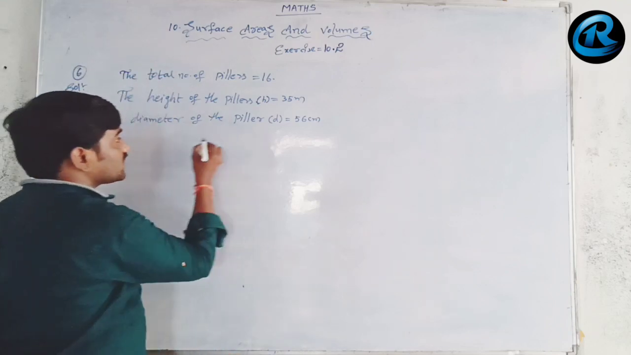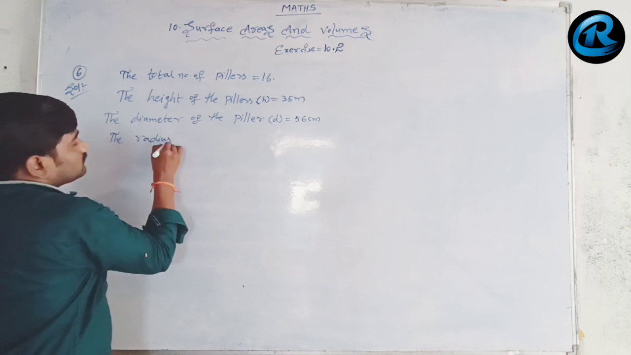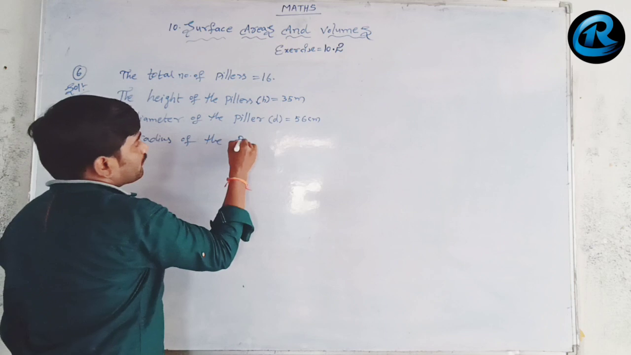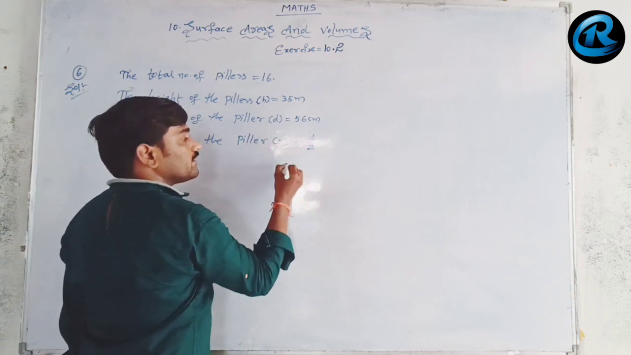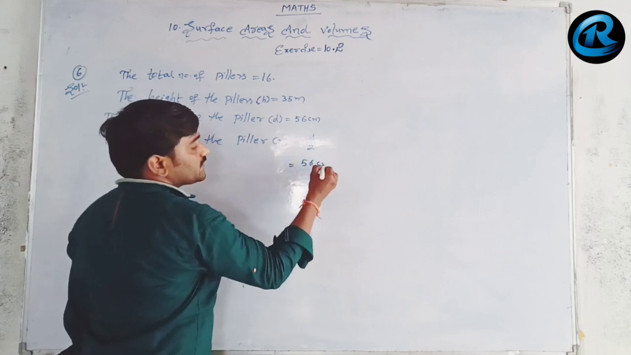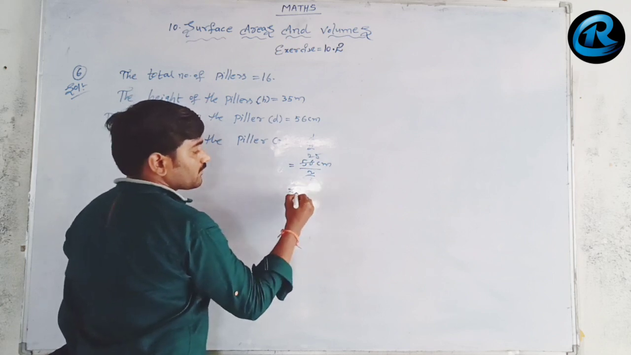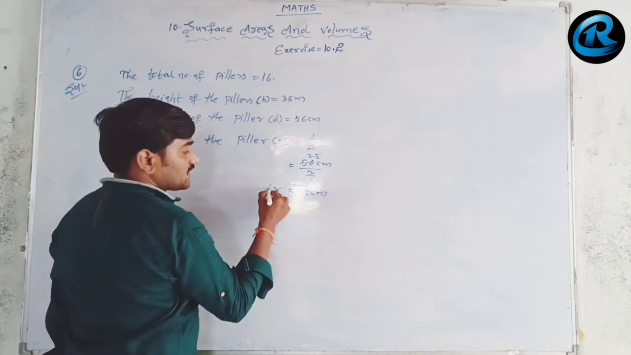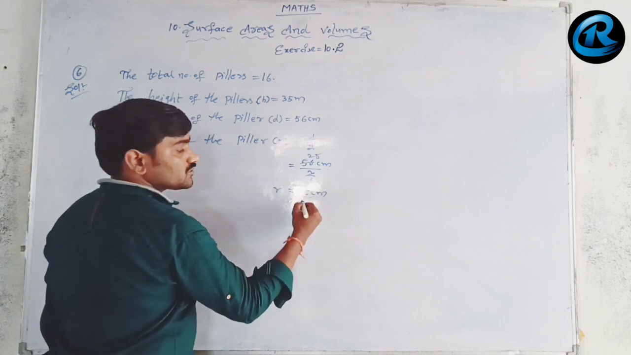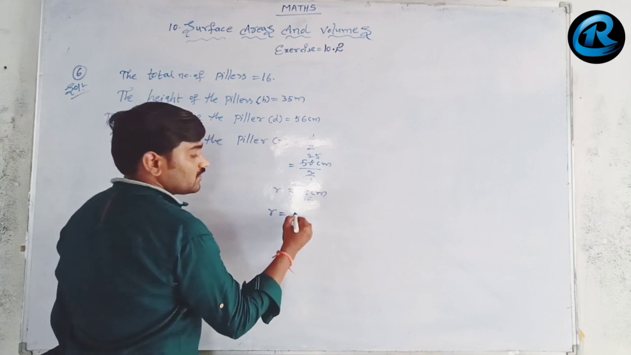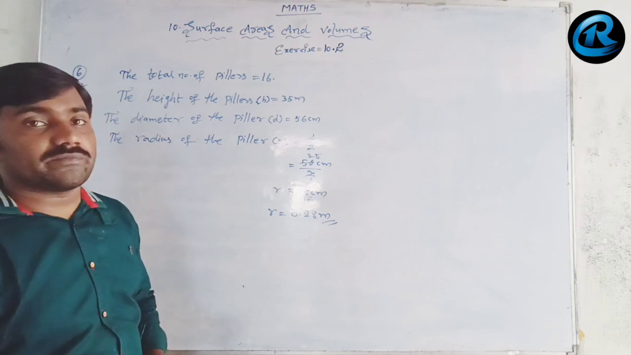So let us find out first what is the radius. The radius of the pillar, R equal to D by 2, nothing but here 56 centimeter by 2, that is 28 centimeters. This is the radius. This we need to change into meters, so by 100. So R equal to 0.28 meters. The radius we got is 0.28 meters.